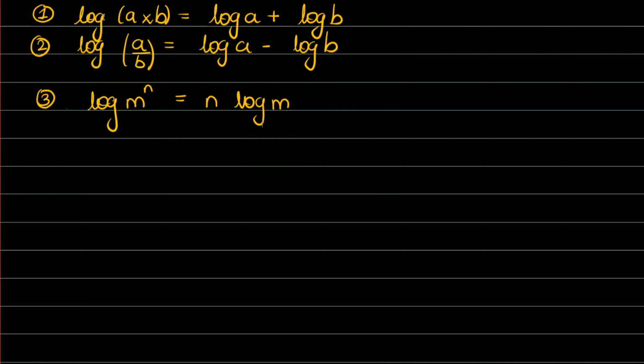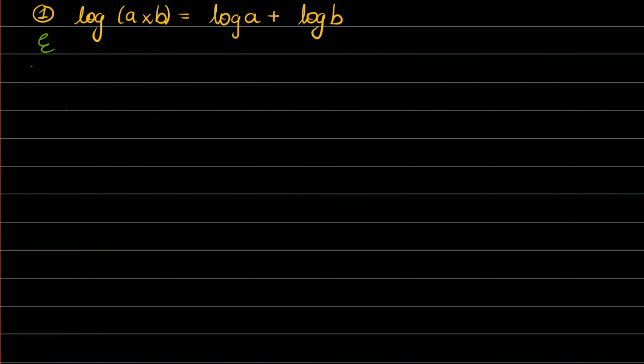So these are our three basic formulas that we will be using to find log. The first one is log A into B is equal to log A plus log B. Log A divided by B is equal to log A minus log B. And log m raised to n is equal to n log m. Let's take a few examples and use these formulas on them.